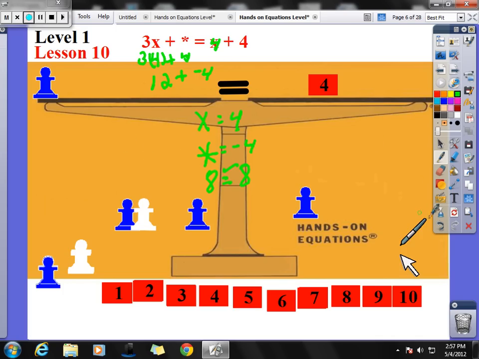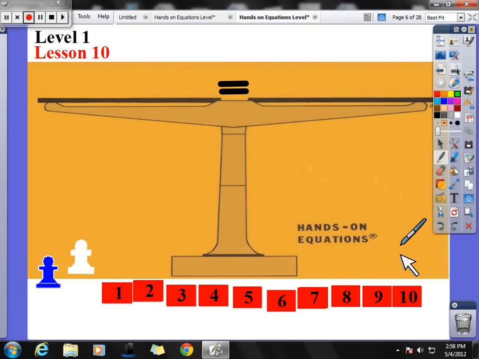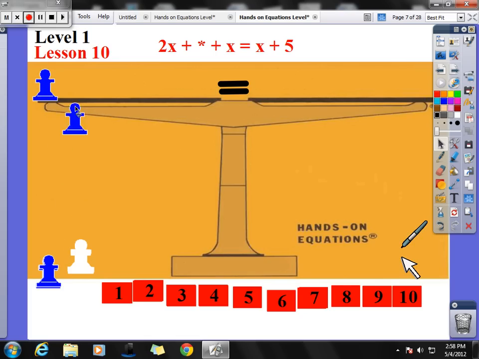Okay, let's try another example. I'll try another example because I think you guys will start to get it the further I go. So set this one up on your board, please. 2x, so put 1x there, and then 2x. And remember, you can pause this video lesson so you guys can take your time. Plus a star, plus an x, and on the other side I have x plus 5.